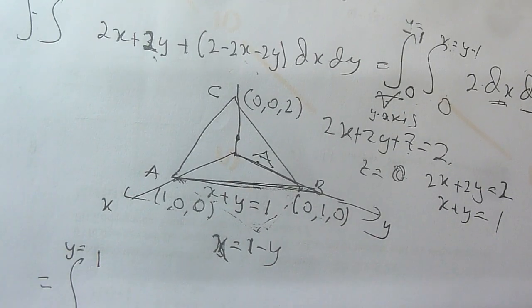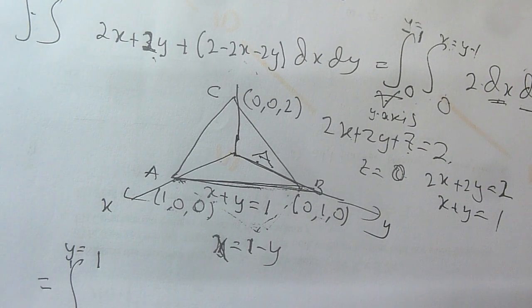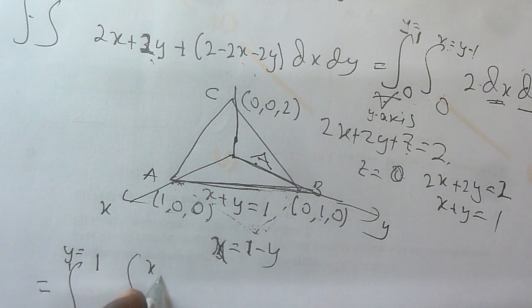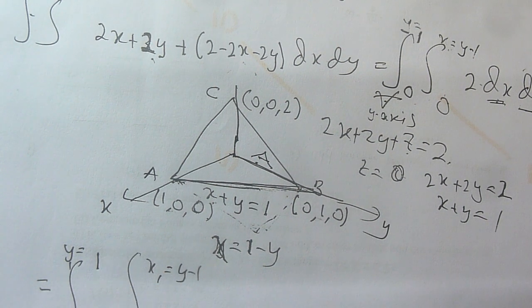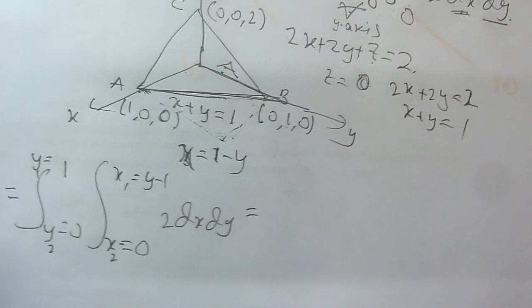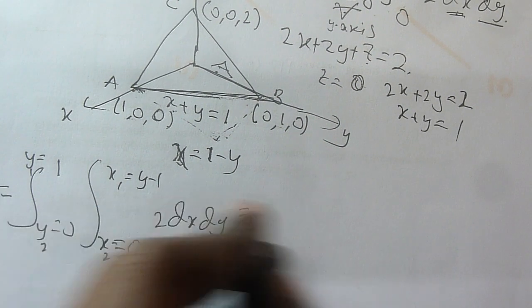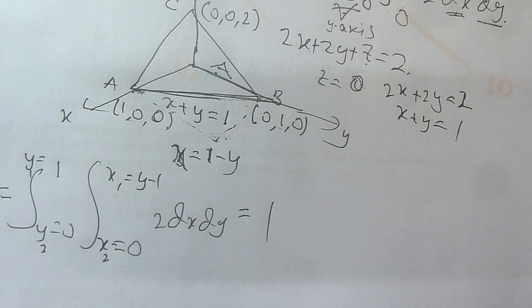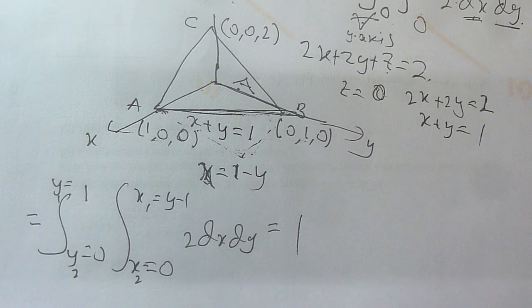... to 1, y1, y2 equals 0, x1 equals y minus 1, x2 equals 0, 2 dx dy. Where you can solve this easily to get the answer as 1. Easy, right? This is actually quite easy, but the solution is up to you, but you must understand the process actually.